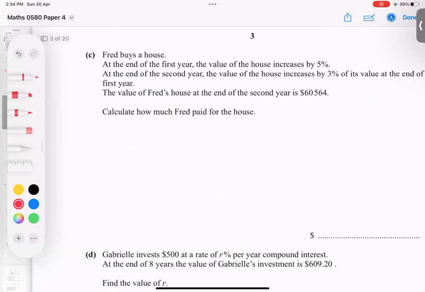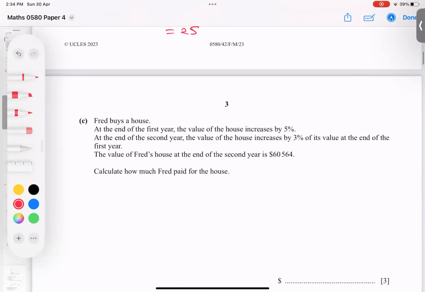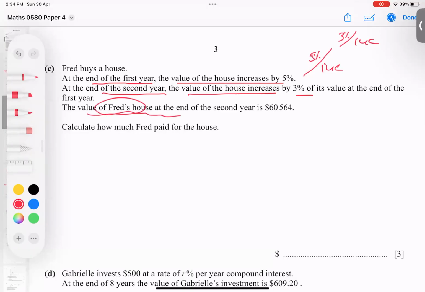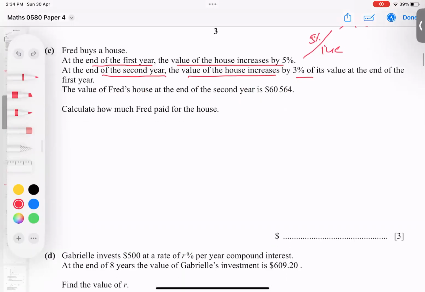Question C part. What is the question here? He's saying F buys a house. At the end of the first year, the value of the house is 5% increased. Okay, so first year, 5% increase. Then second year, the value increases by 3%. Again, 3% increase. And after the end of 2 years, the value of the house becomes this much. So how much was it before, before the house was paid? It means the start of the payment. So we have to find it.